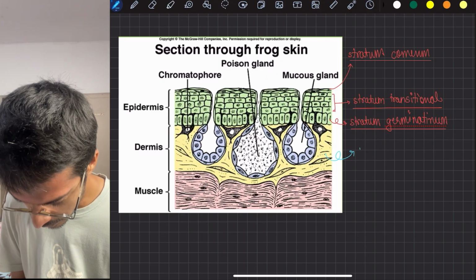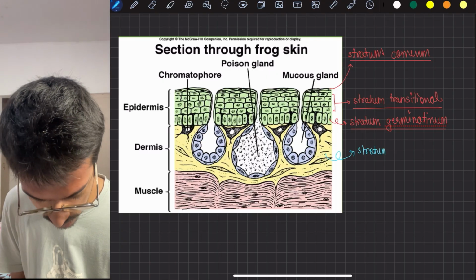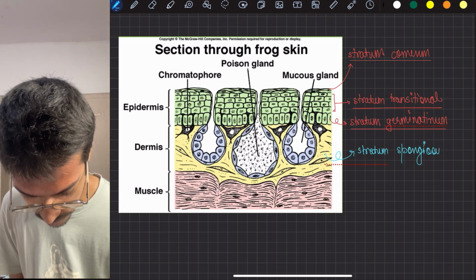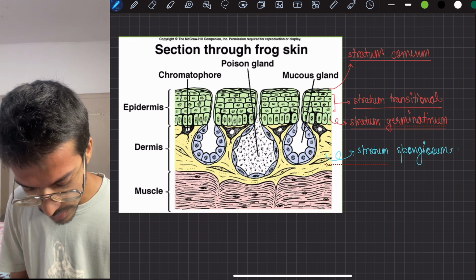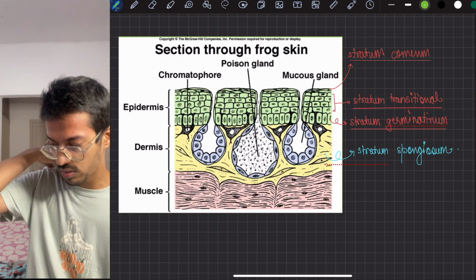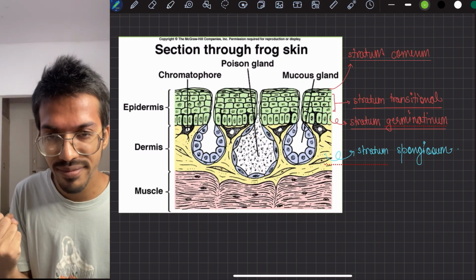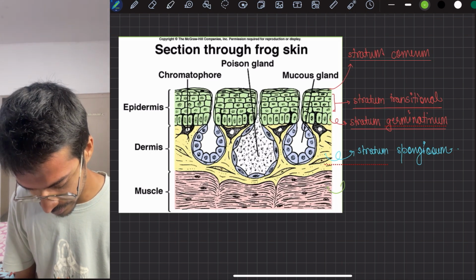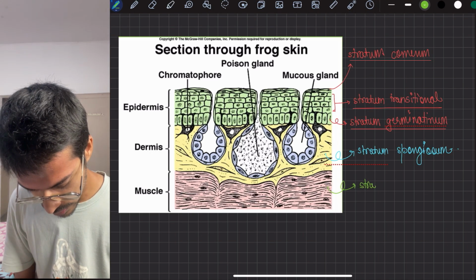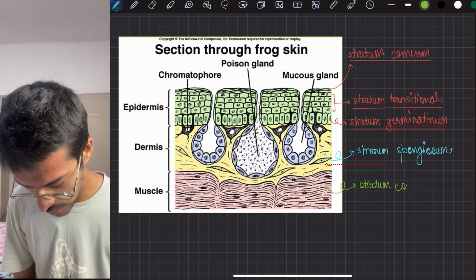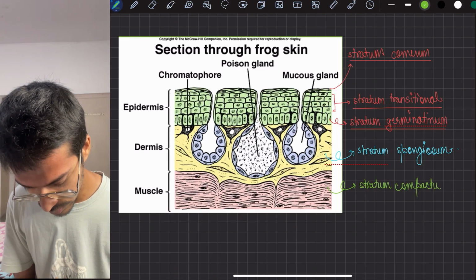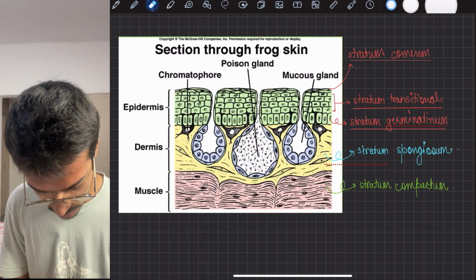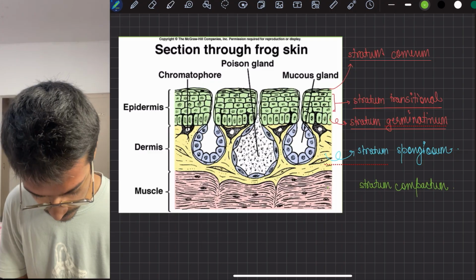It is called stratum spongiosum. And within that stratum spongiosum, we have what? Muscle fibers present. So we call it what? We call it stratum compactum. Sorry, this is the lowermost layer before it is coming.